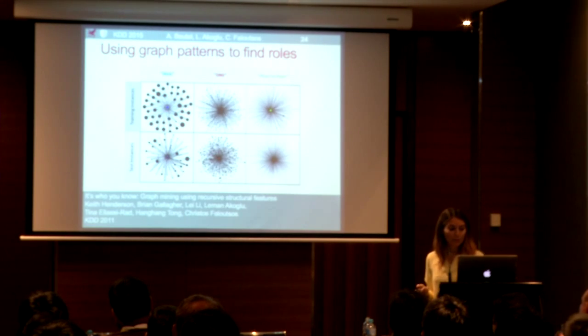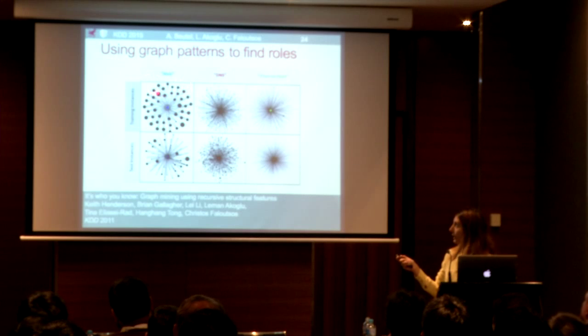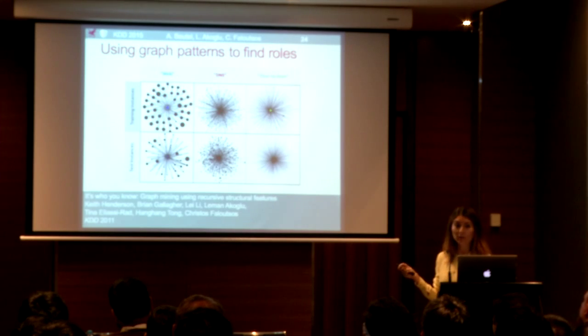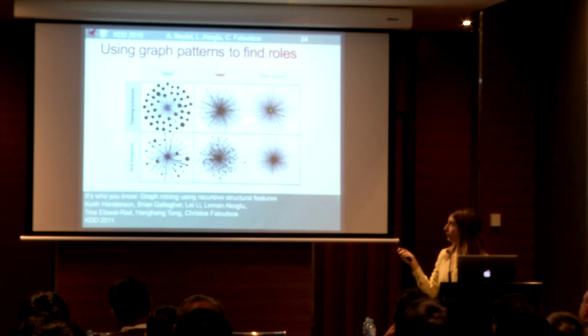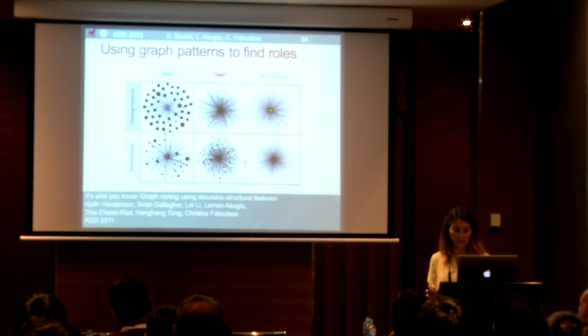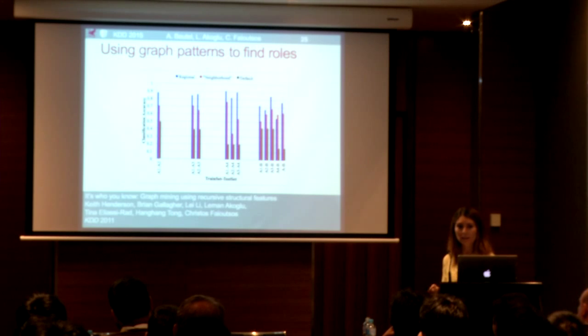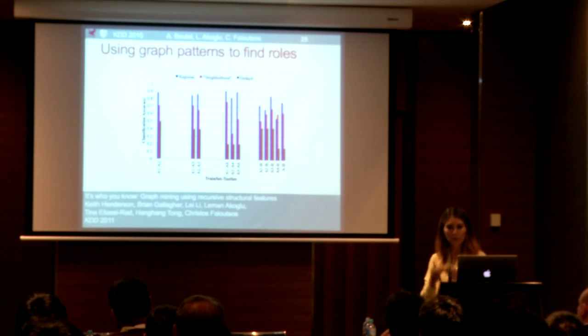Here are some example results. Here you're seeing some training instances of 3 different ego nets of 3 different roles, right? And then these are the test instances. And I'm going to show you some classification results that shows that using structural recursive features that come from these ego networks and subgraph features, you can do a pretty good job in recovering these roles or predicting these roles.